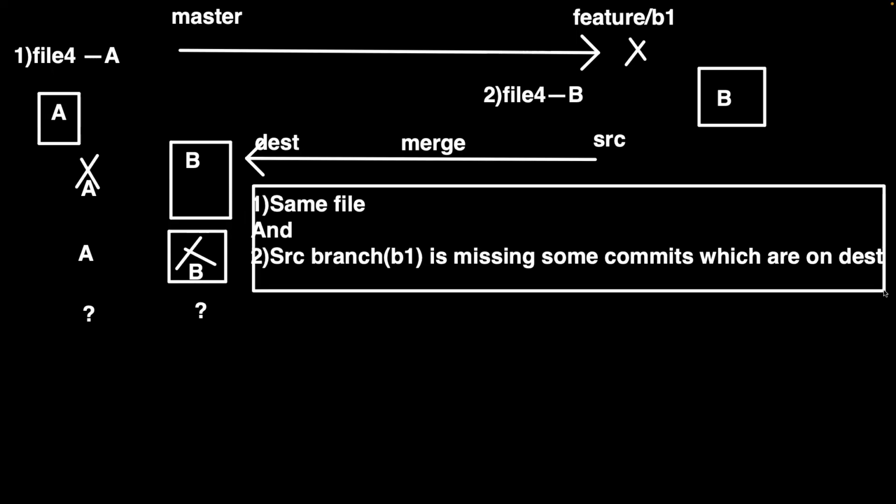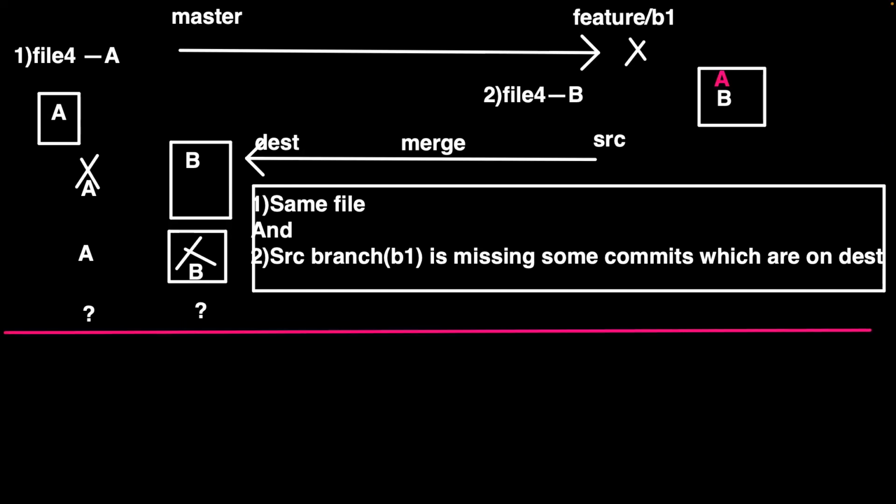Source is not having this commit A. If source have got this commit A, let's suppose source have got this commit A, when you are merging, you don't get a conflict because A is already there. AB will come and sit into the destination branch. It would be all perfect. Got it, everyone?